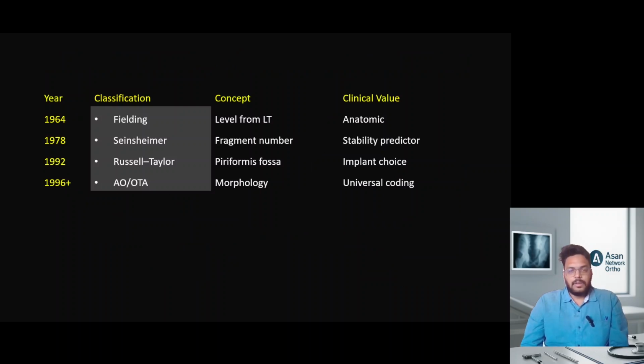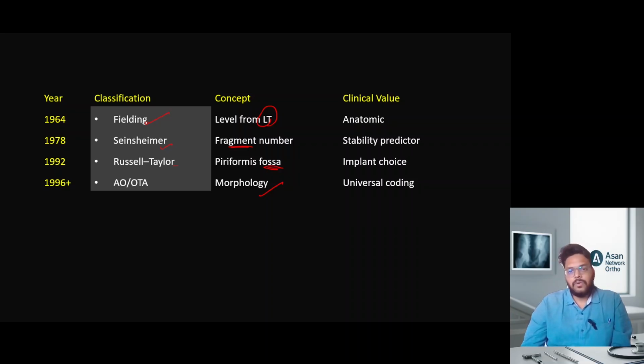Fielding classifies based on the level of the fracture from the lesser trochanter. Seinsheimer classified based on the number of fragments of the subtrochanteric fracture. Then Russell and Taylor classified the subtrochanteric fracture based on the involvement of the piriformis fossa. Then finally the AO or the OTA classification is based on the fracture morphology.